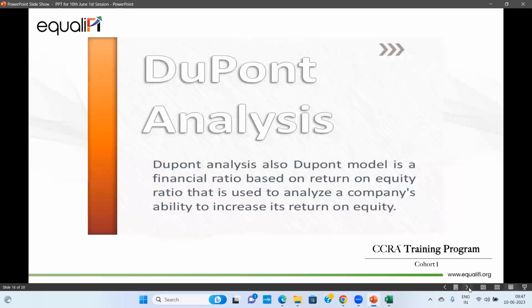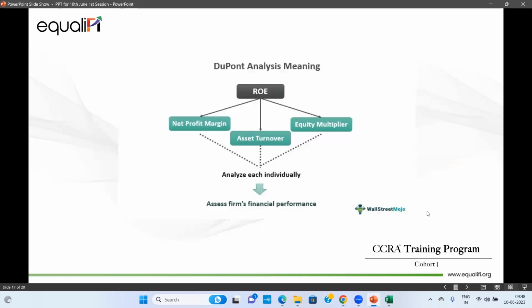Next, I'm going to discuss Dupont analysis. Dupont analysis is basically a model to calculate return on equity, right? There are three things required in Dupont analysis: one is your net profit margin, another is asset turnover, another is equity multiplier. So we'll quickly check the formula.